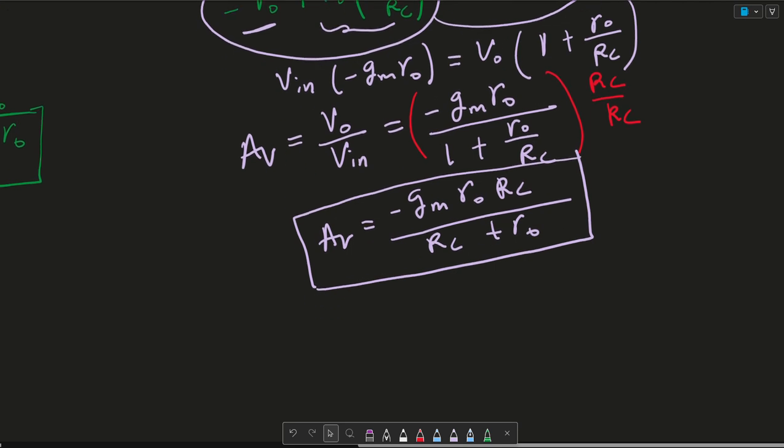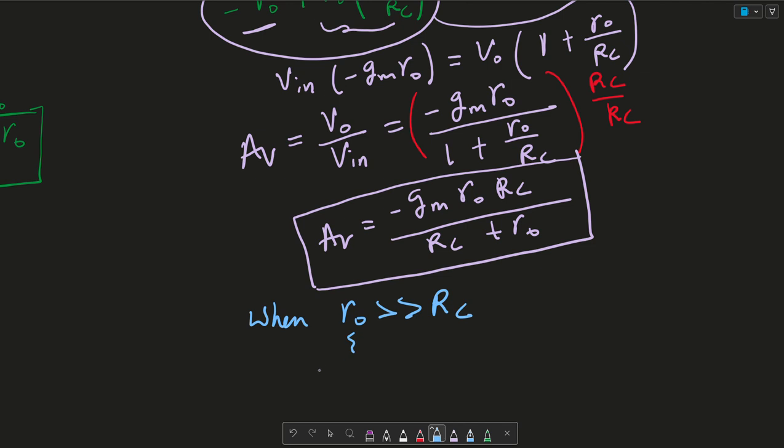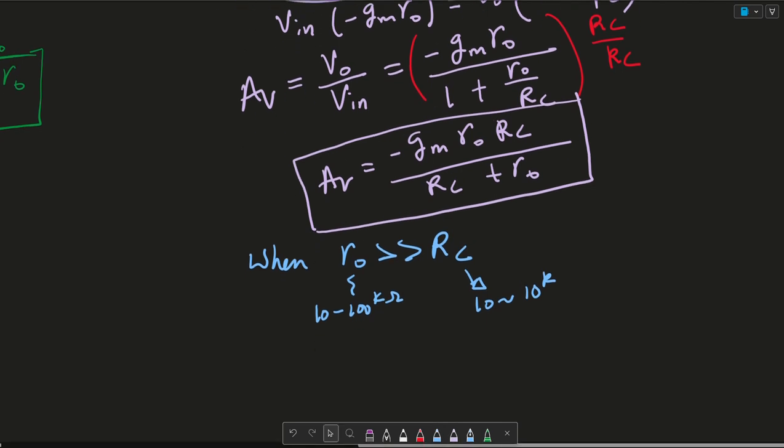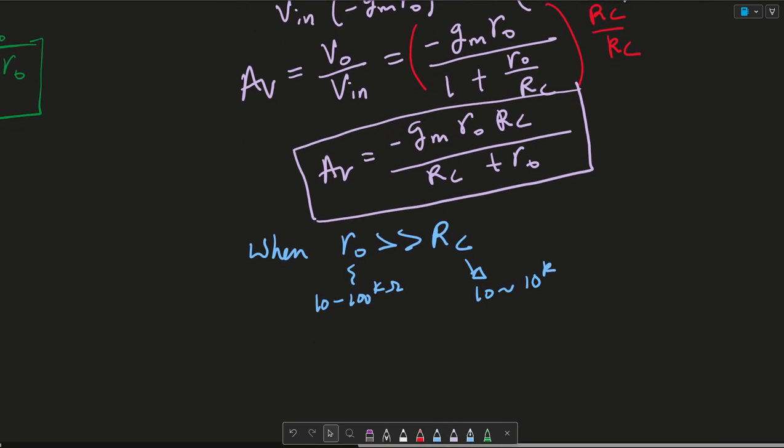But then we need to consider some simplifications. That simplification is when RO is much greater than RC, which is normally the case. RO is around 10 to 100K ohms, and RC, depending on your specifications, can be anywhere from 10 to like 10K ohms. So RO is normally a lot bigger than RC.